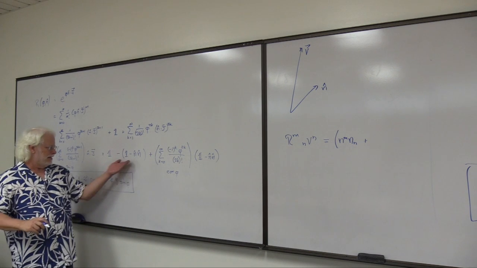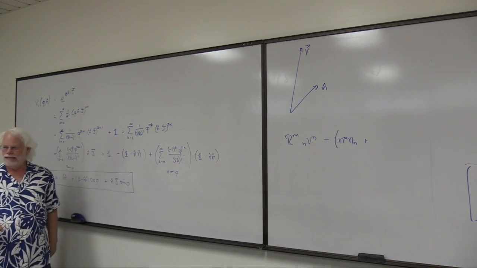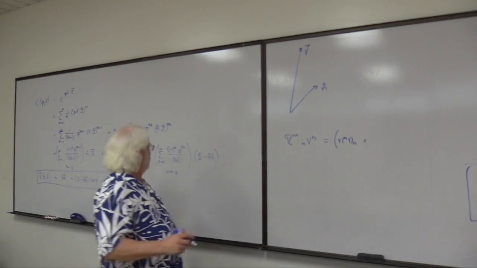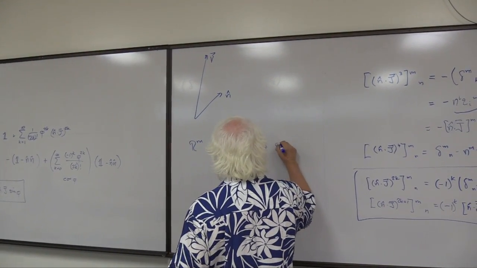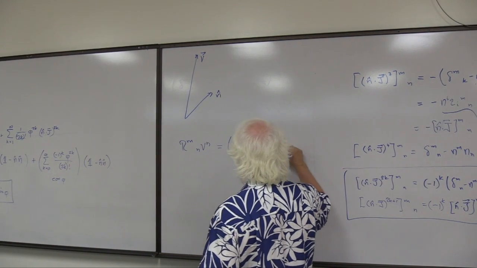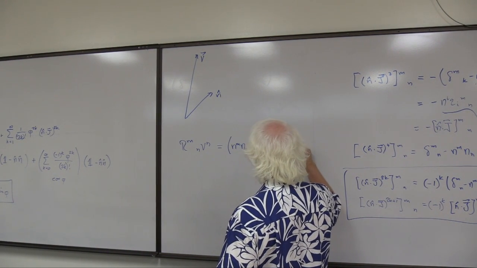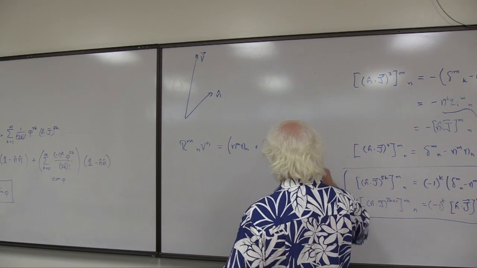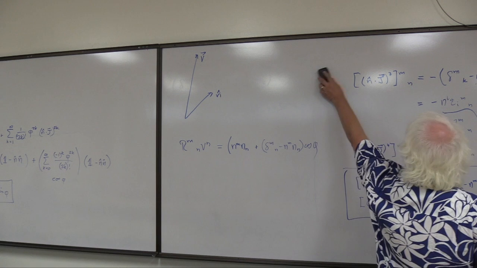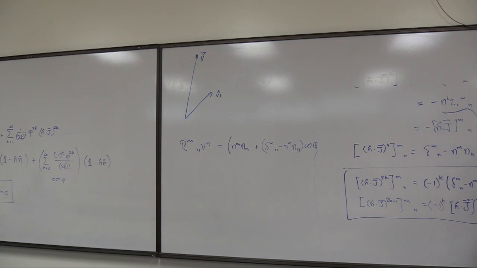Yeah, so then this is just sitting out here and we can subtract the identity. So here we have delta mn minus nm n n cos phi, sorry. I think we're done with these powers.